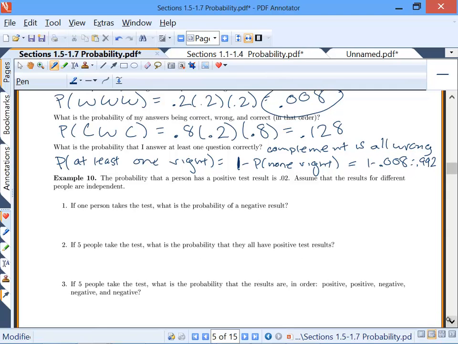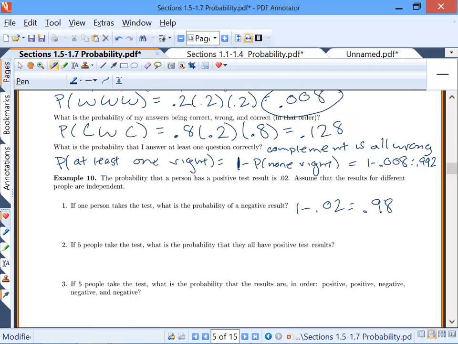Our next example is pretty similar. Let's say that the probability that a person has a positive test result, so I think we're doing a medical test for something, is 0.02. Assume that the results for different people are independent. So hopefully whether or not I get a positive doesn't affect whether or not you get a positive. If one person takes the test, what is the probability of a negative result? So 1 minus 0.02 gives me 0.98. That's pretty simple. So just one person took the test, and we have a 0.98 chance of getting a negative.